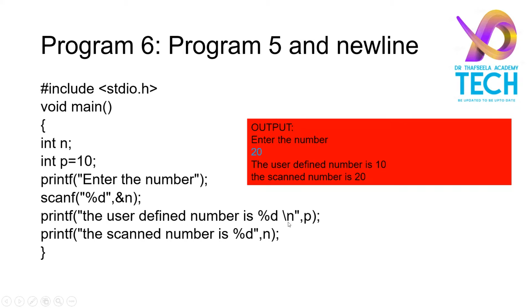So when we run the program, it will first ask "Enter the number", you enter 20. Then the final output will be "The user defined number is 10" and in the next line it will show "The scan number is 20."